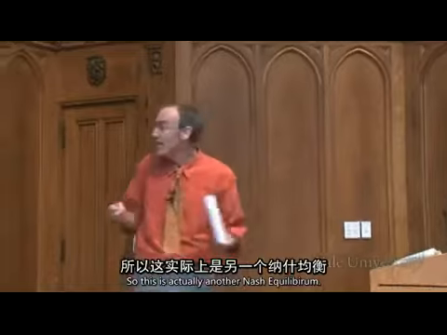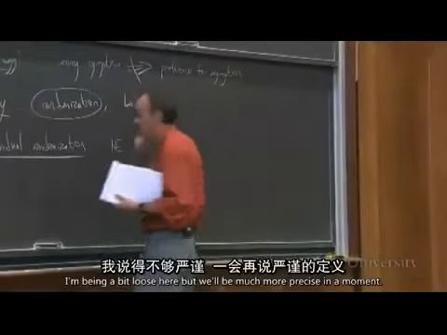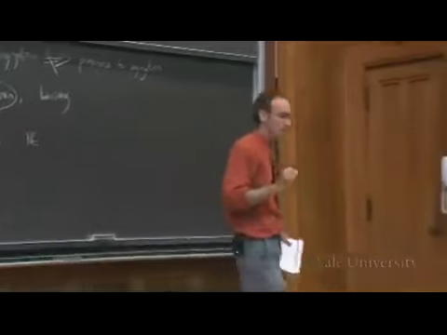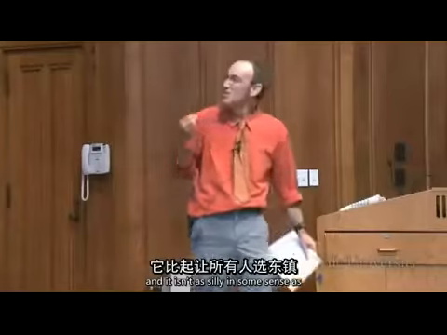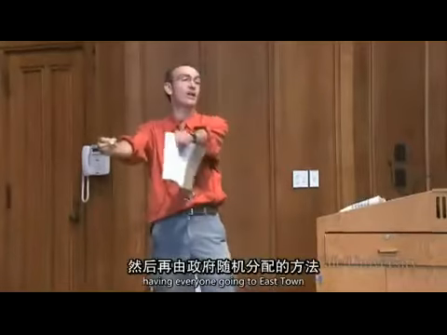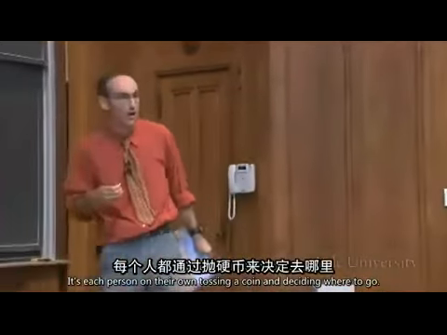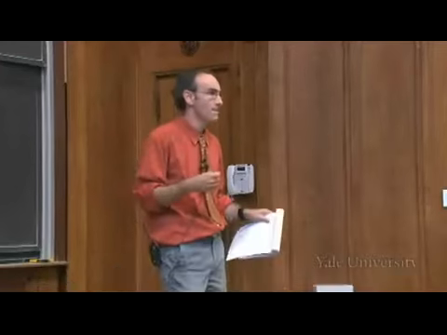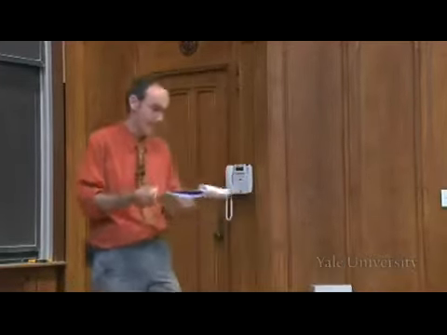So this is actually another Nash equilibrium. I'm being a bit loose here, but we'll be much more precise in a moment. There's yet another Nash equilibrium in this model, and it isn't as silly in some sense as having everyone going to the East Town and then having the government randomize. It's each person on their own tossing a coin and deciding where they go. It sounds a little bit less like central planning and more like choice.